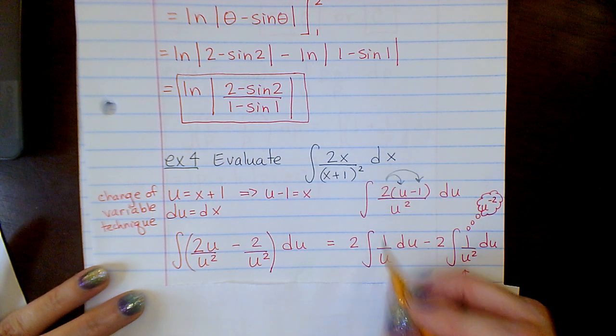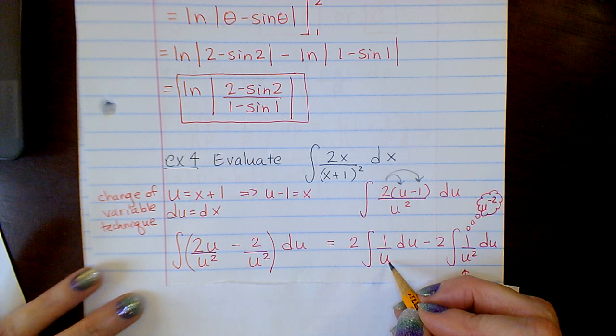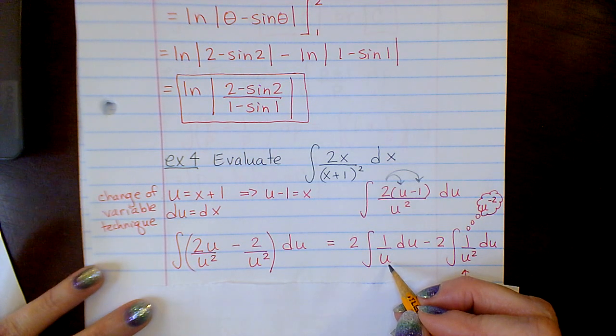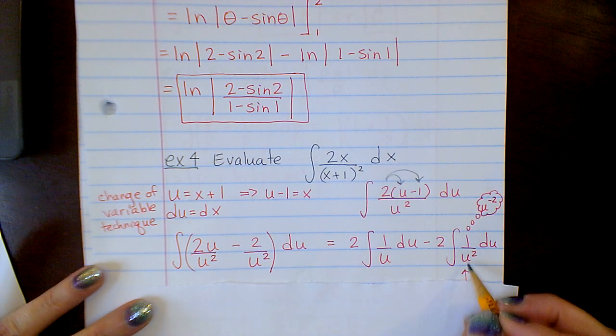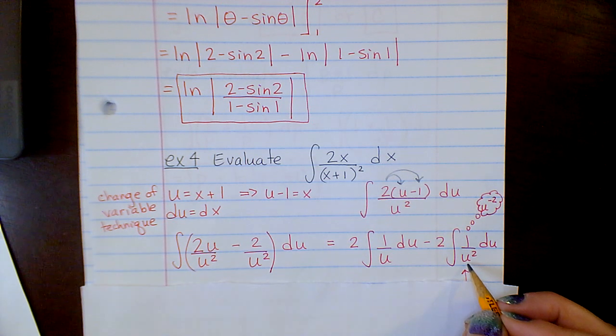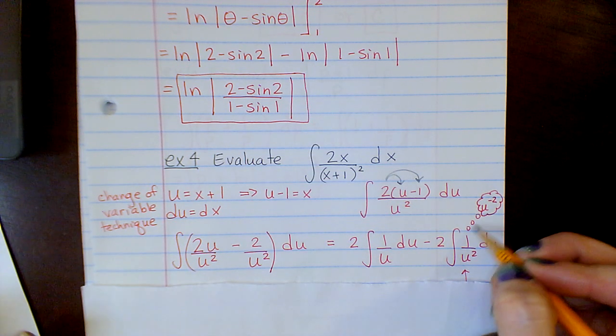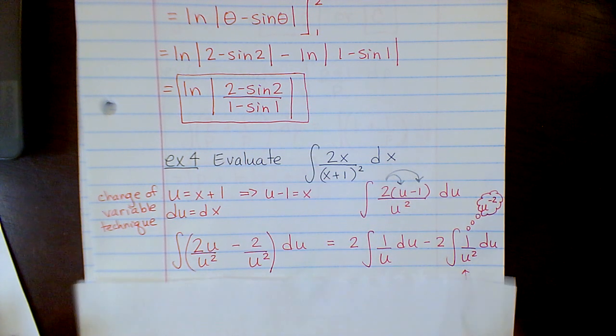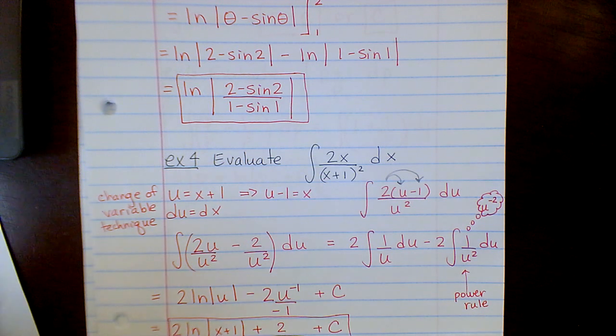Now, 1 over u, we know how to integrate that. We've already done a whole bunch of those. That's just natural log of absolute value of u. This 1 over u squared is the power rule. Remember, because this is just u to the -2, so we can just use our normal power rule for that sucker.